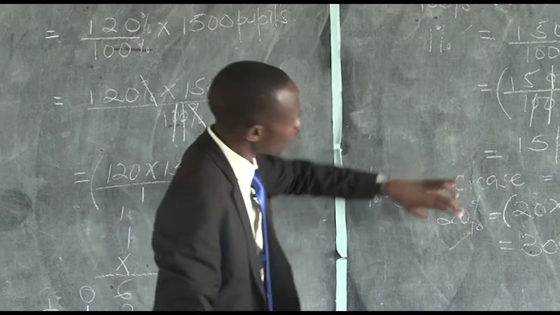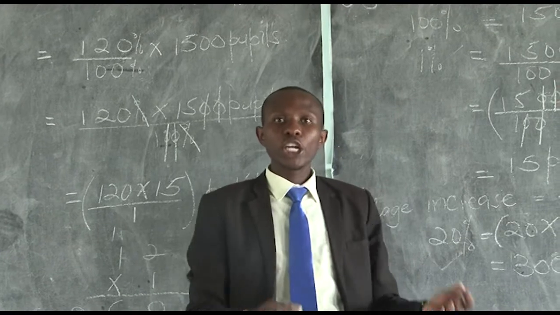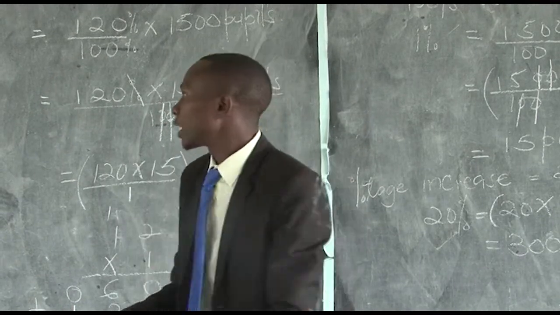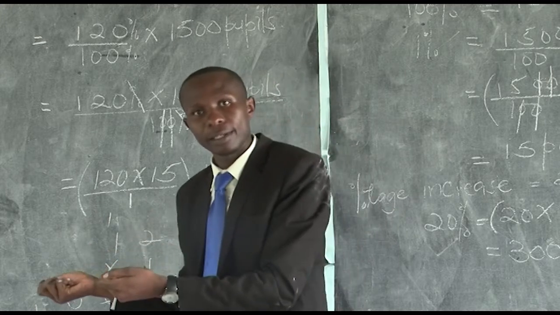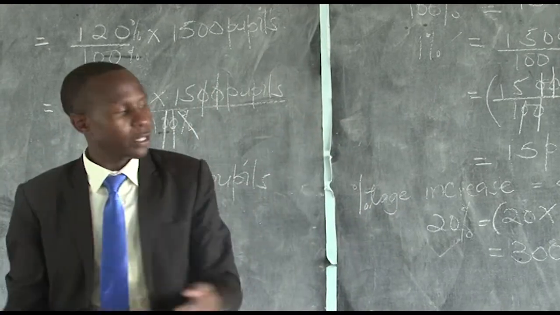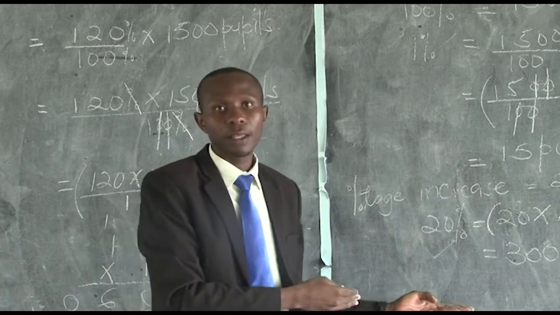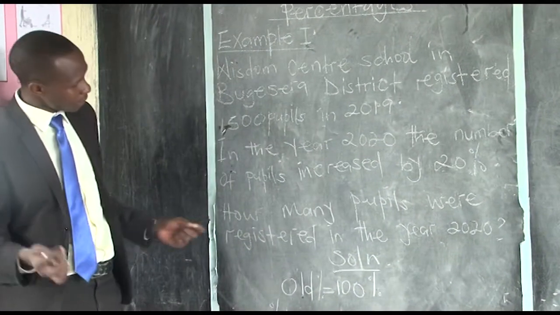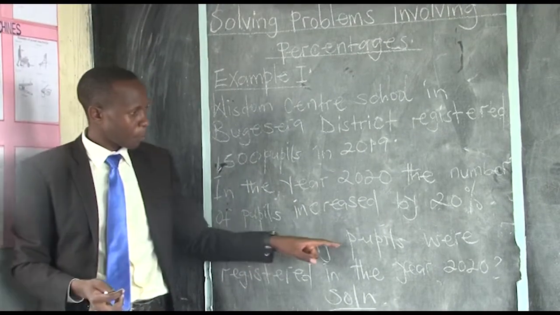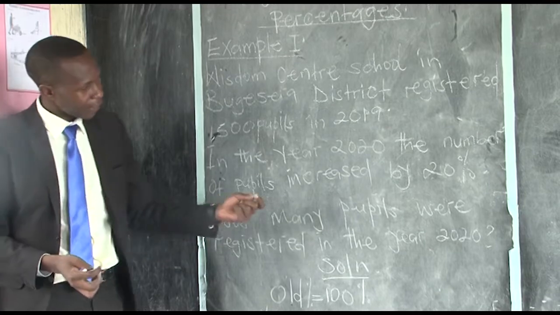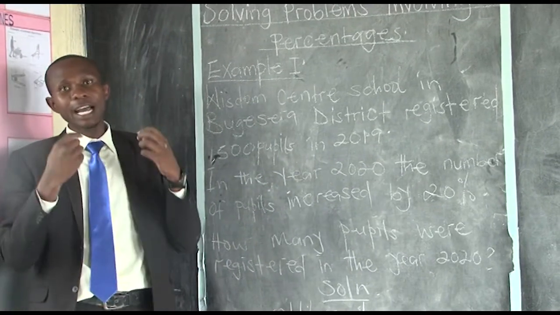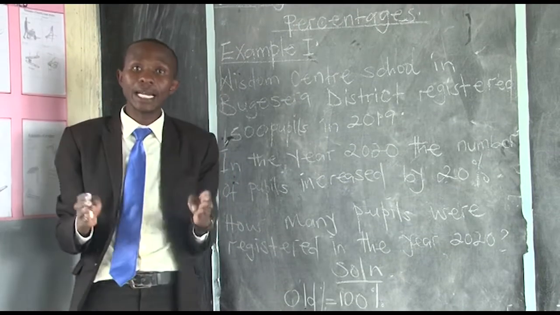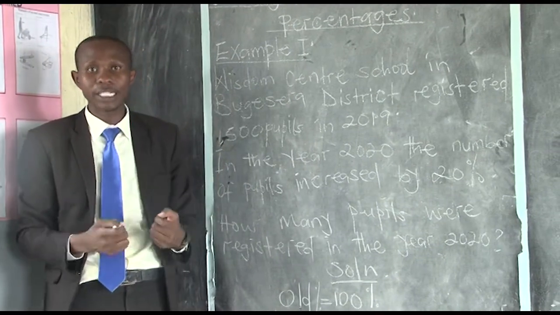The new percentage increment, 20% is giving us 300, meaning that in the year 2020, more 300 pupils joined this school known as Wisdom Center. Because it's 20%, it is giving us 300 pupils. But what was the question saying? Let's come to the question and find out what it wants. The question is saying, how many pupils were registered in the year 2020? They have not asked for the number of children who just increased. No, they want us to find for them the number of learners who are there in the year 2020.